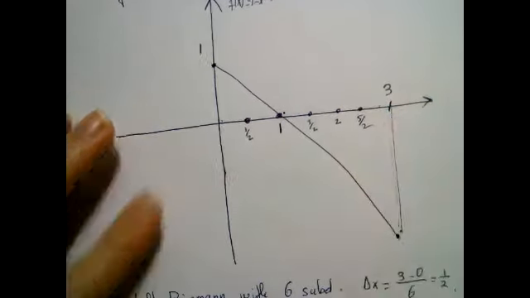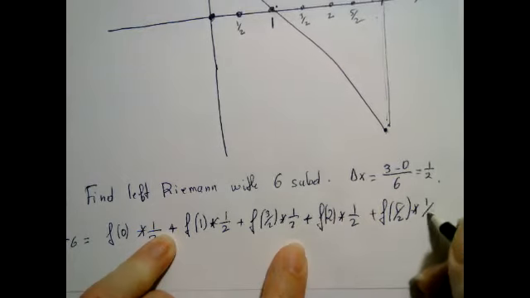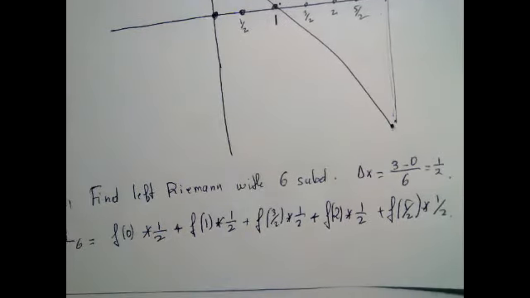And what is the Riemann sum? L6. Right. It's f of 0 times a half plus f of 1 half times a half, plus f of 1 times a half, plus f of 3 halves times a half. So this time I'm just using the definition. I'm not interpreting, as you realize. Plus f of 2 times a half plus f of 5 halves times a half. So that's really the definition.